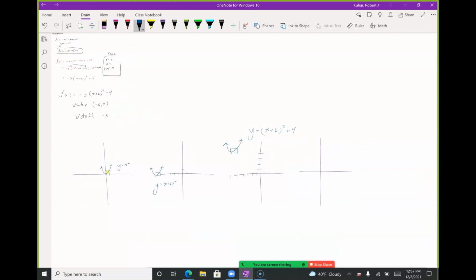And now I'm going to take that box that I moved 6 to the left and 4 up, and I'm going to stretch it down 3. So there's my final granddaughter.